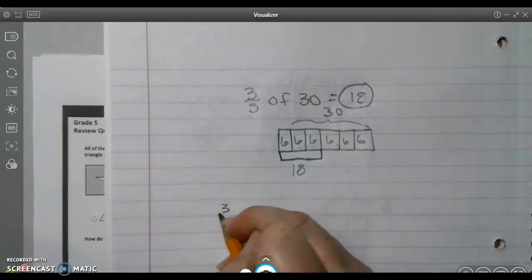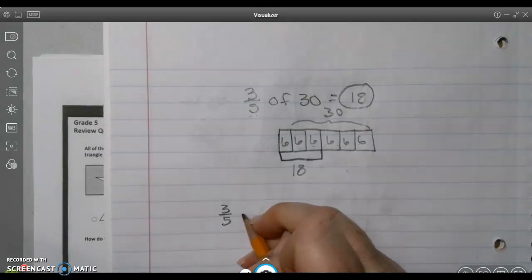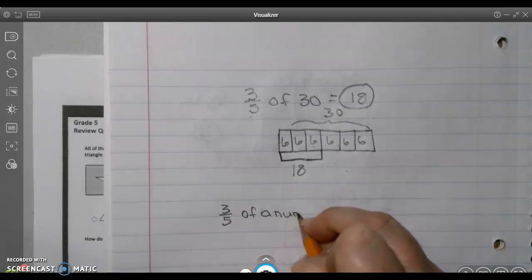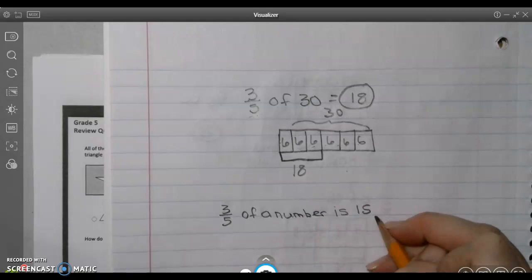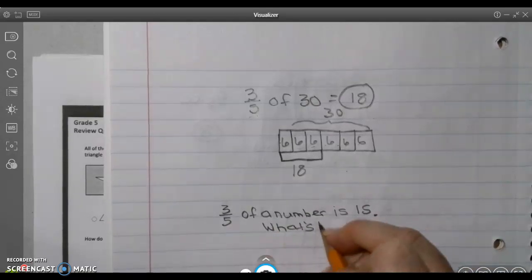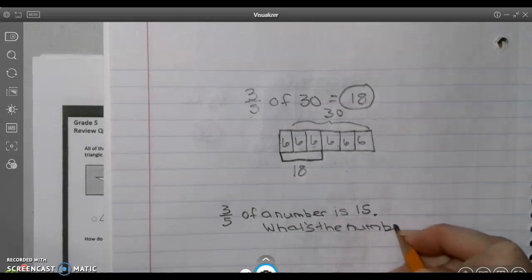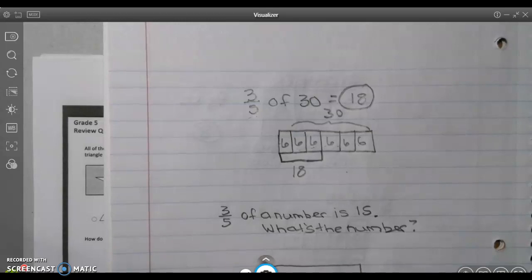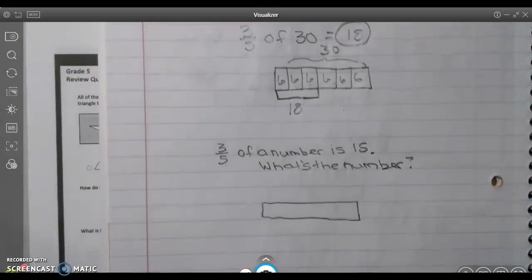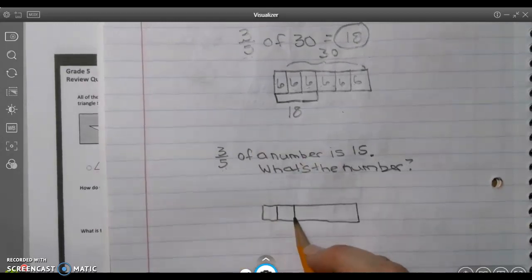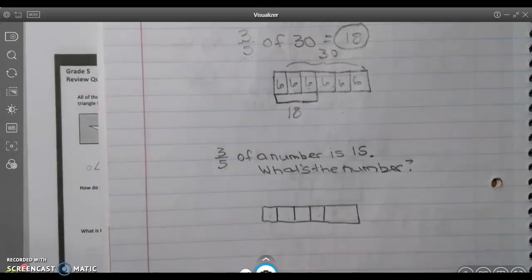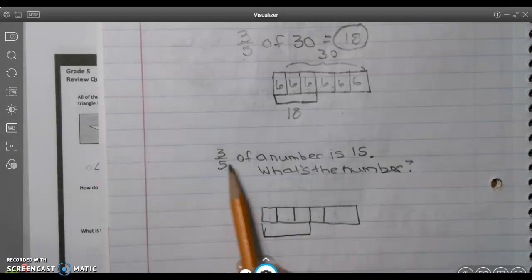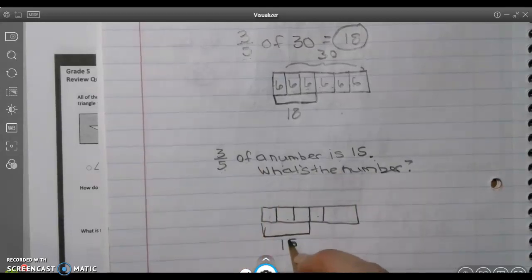It said 3/5 of a number is 15. What's the missing number? Okay, well, let's do that. Again, it asks us to draw into fifths because it tells us right here is fifths. So if this is 1, 2, 3, 4, 1, 2, 3, 4, 5, my lines are a little bit off. But 3 parts, it tells us 3/5 of a number is 15. So this part is 15 right here, right?